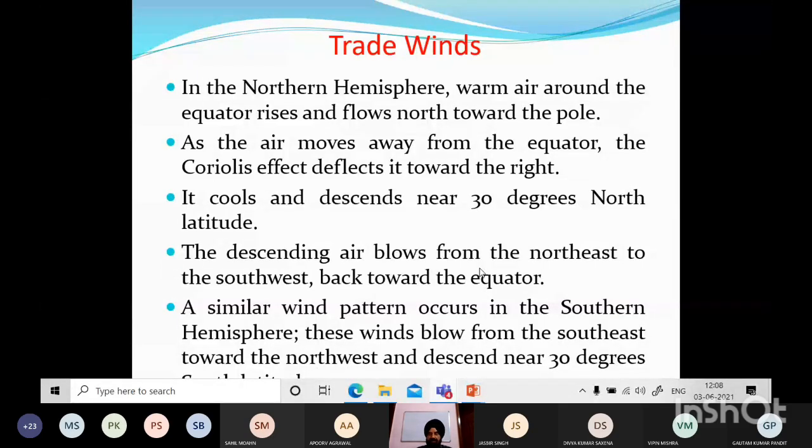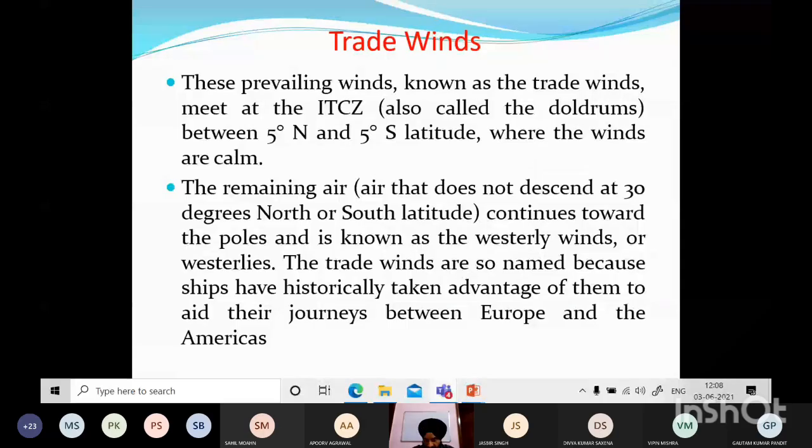So same way अगर आप देखिए तो ये northern hemisphere की जो trade और southern की pattern, इससे अब certain parts of the wind. Now these prevailing winds known as the trade winds meet at ITCZ between 5 north and 5 south. Now remaining air जो है कि ये नहीं कि सारी है, हो सकता है certain air still keeps rising because we have seen the enough thermals are there, so it doesn't become cool enough to come down.